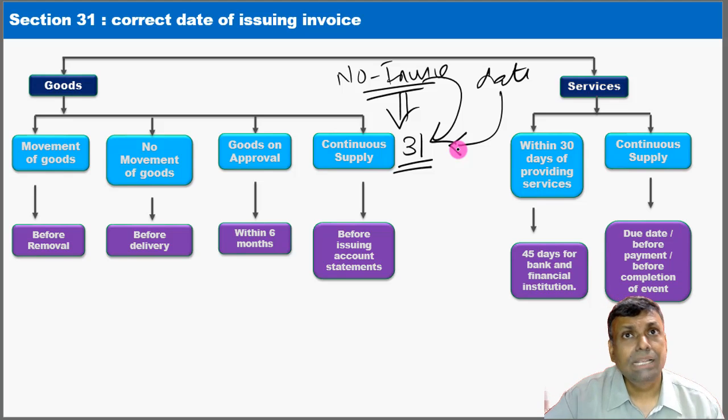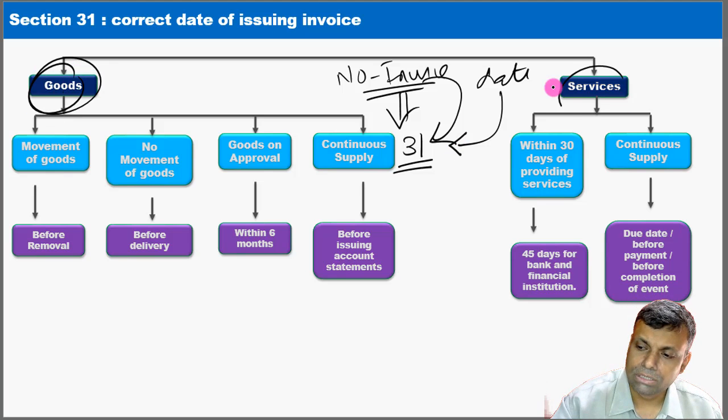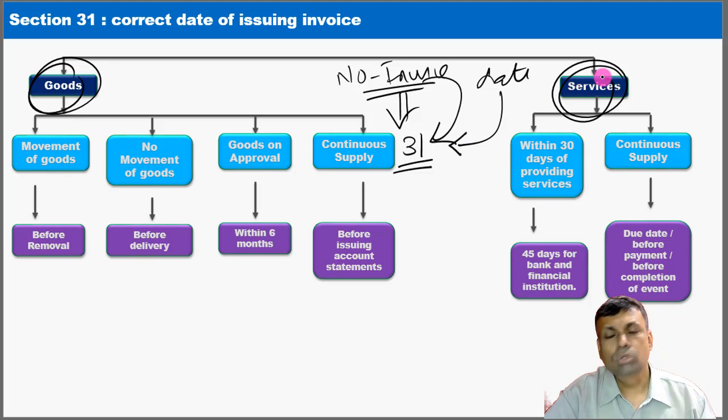Okay, so this section 31 is further divided into two parts: one is for goods, the other is for services. Now, for most of the transactions with respect to goods, what is the upper time limit by which the invoice should have been issued? If you have not issued it, then that will be the proper date which will be accounted for the purpose of GST, and accordingly you will have GST obligations to be done.